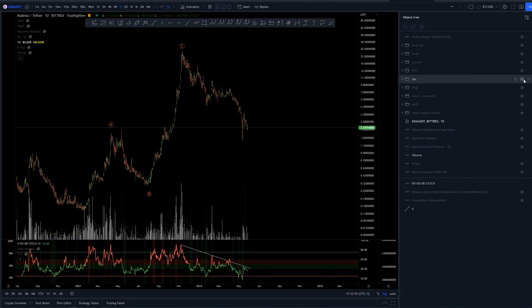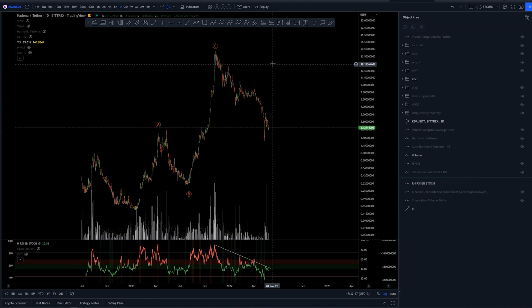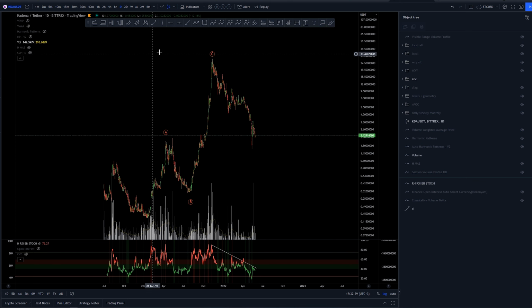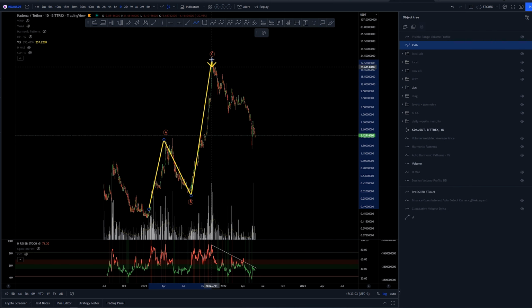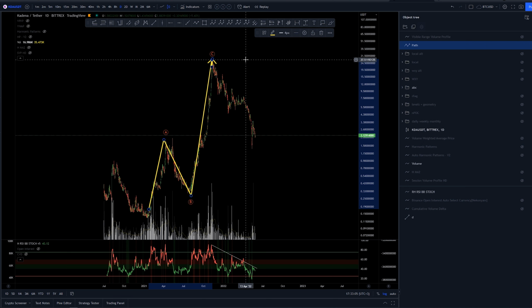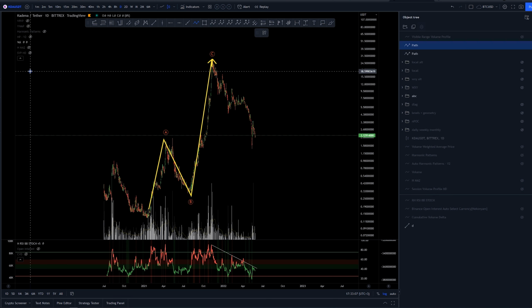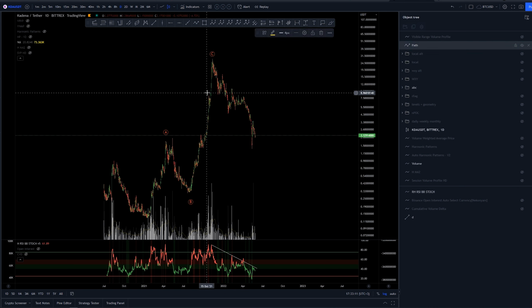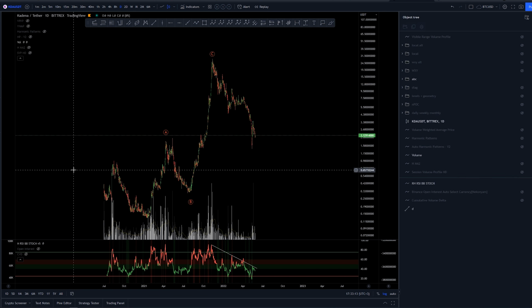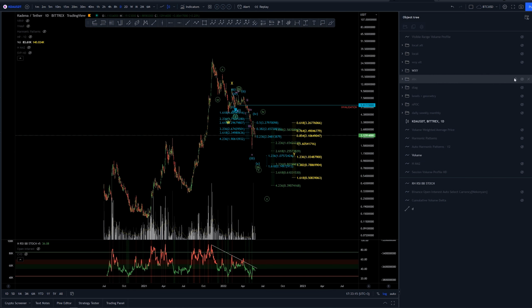Now the next one we had is just an ABC, meaning that this current correction, or this three-wave move here, is part of something larger and is just a connector wave, something like this. But we just don't know it since we don't have price history here.